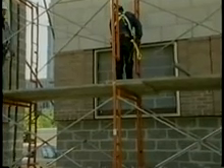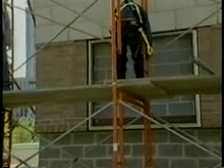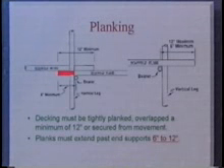The third way to make sure that planks will not slip is to overlap the decking a minimum of 12 inches, or to secure it from movement, and to extend the planks past the end supports by no less than 6 inches and no more than 12 inches.